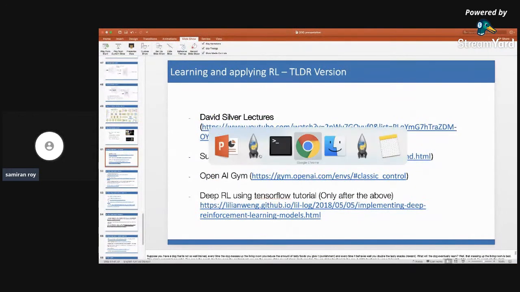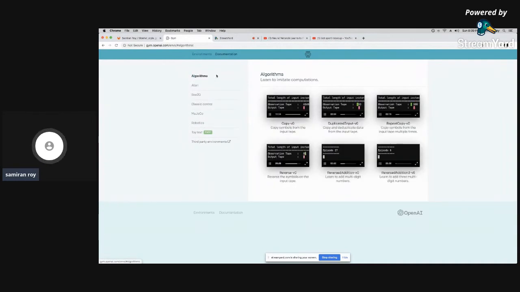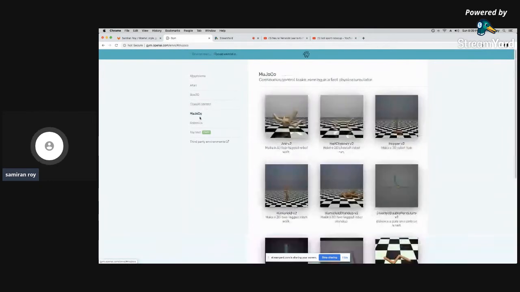I'll very briefly show you what that is. If you want to try out some basic reinforcement learning algorithms, you can open Gym and you can select any of these algorithms that you want to try it on.